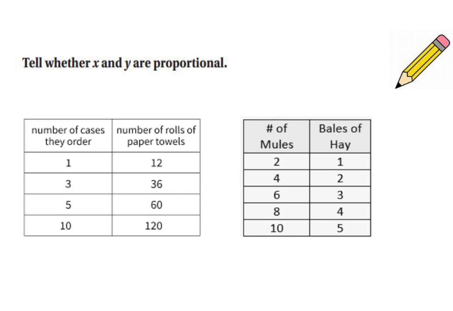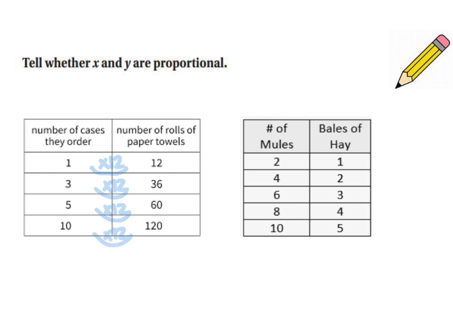Let's try two more. The number of cases that you order versus the number of rolls of paper towel you get. Let's start by looking at the invariance inside. 1 times 12 is 12. 3 times 12 is 36. 5 times 12 is 60. And 10 times 12 is 120.